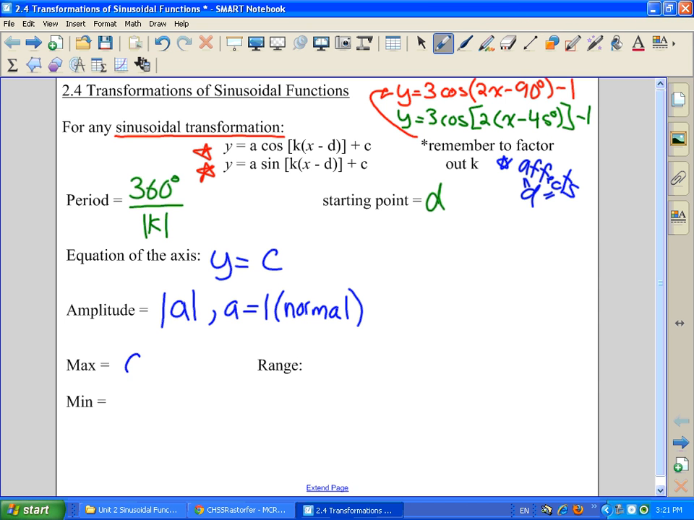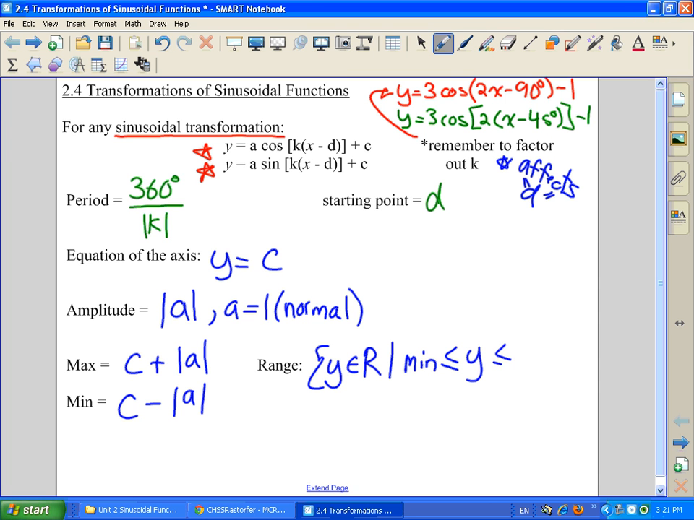Max and min are things that we touched upon yesterday. So it depends upon your equation of axis where you start, and then you add your amplitude. Whereas your minimum, you take your axis and you subtract the amplitude. So to get your range, ladies and gentlemen, it's y belongs to a set of real numbers such that your minimum value is less than or equal to y, which is less than or equal to your max.